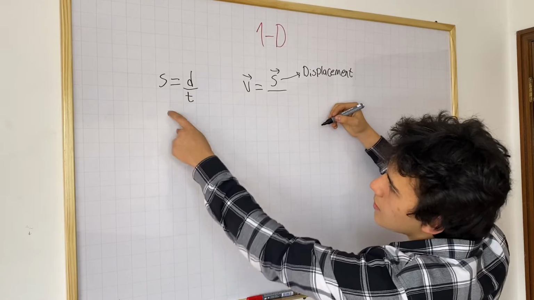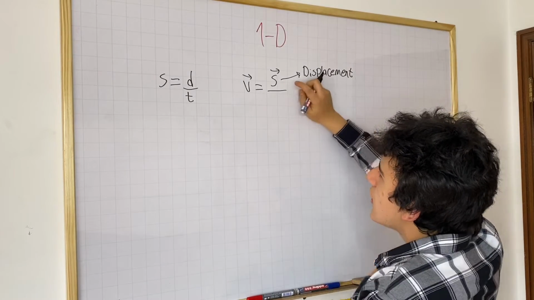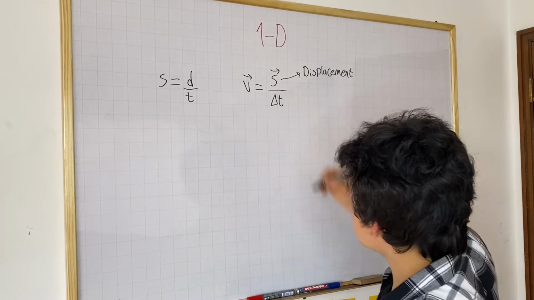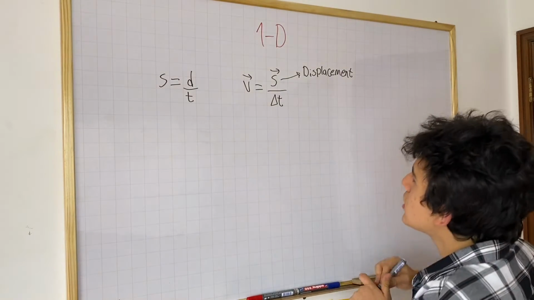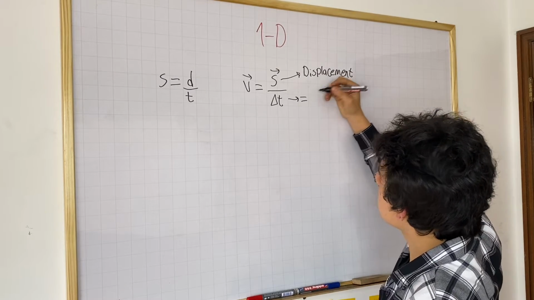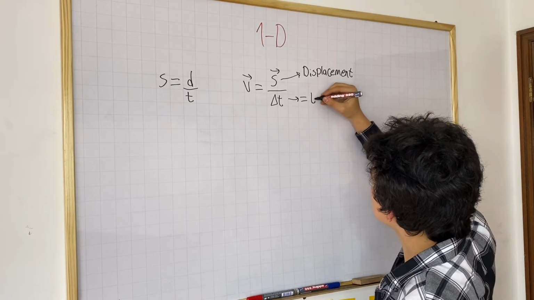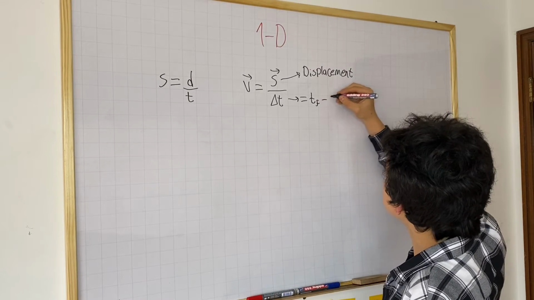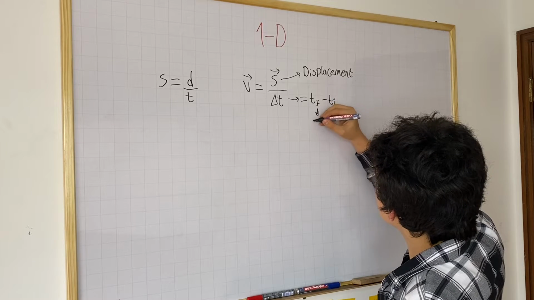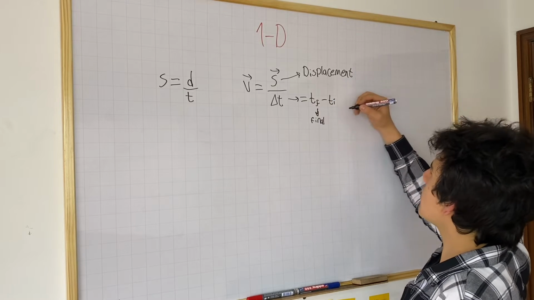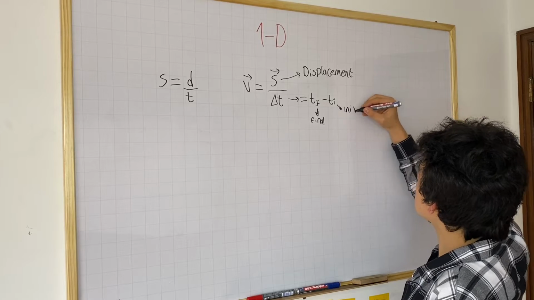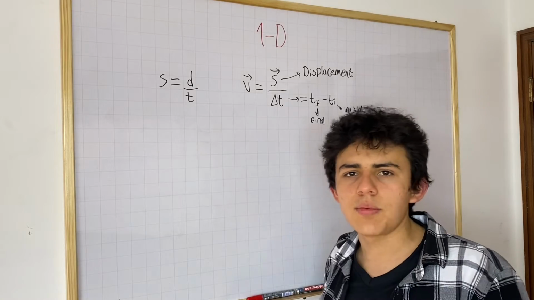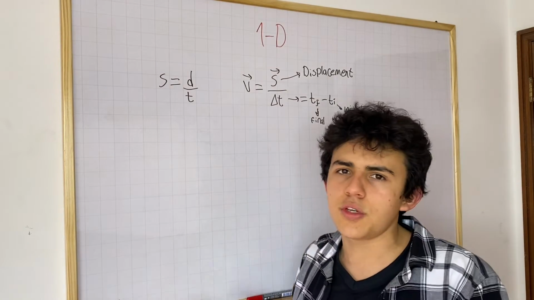Now it's pretty similar, but velocity is equal to displacement divided by a change in time. That change in time is the final time, t f, minus the initial time. This is final, hope you guys can see it from there, and this is initial. In the following examples, you will see what this means and the intuition behind it.